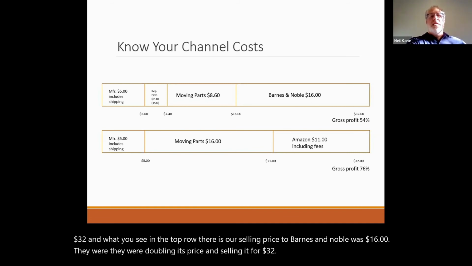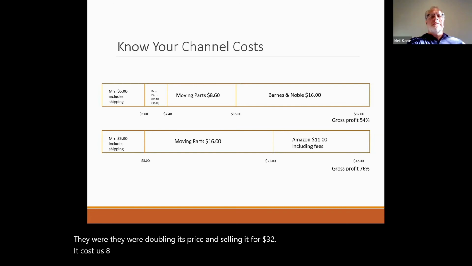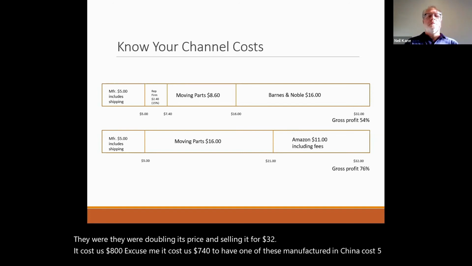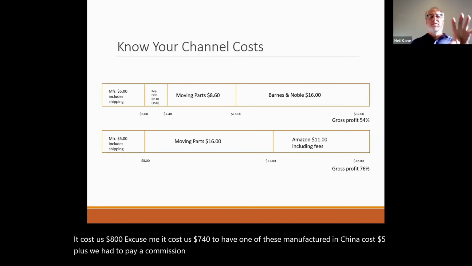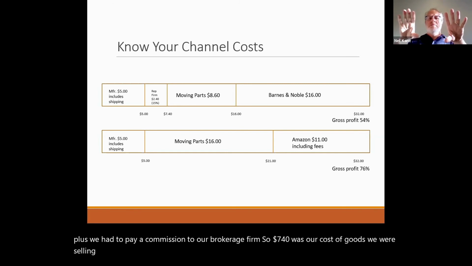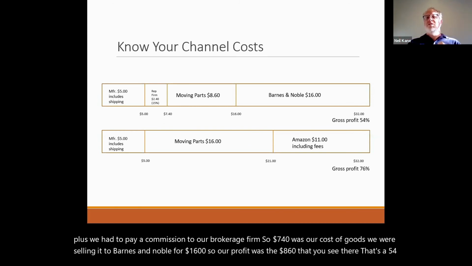It cost us $7.40 to have one of these manufactured in China. It cost $5, plus we had to pay a commission to our brokerage firm. So $7.40 was our cost of goods. We were selling it to Barnes & Noble for $16. So our profit was the $8.60 that you see there. That's a 54% gross margin, which is pretty good.